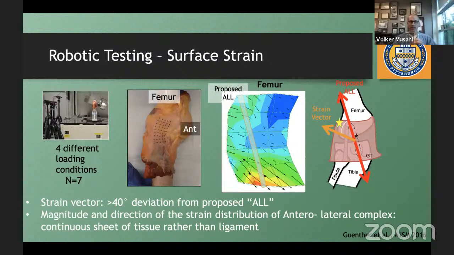the proposed ALL. But then all these little arrows show where the strains actually went. And they went on average 40 degrees away from that proposed ligament. And if you kind of look at the map, you would say it's all over the place. Hence, we don't call it a true ligament, but a sheet of fibrous tissue.